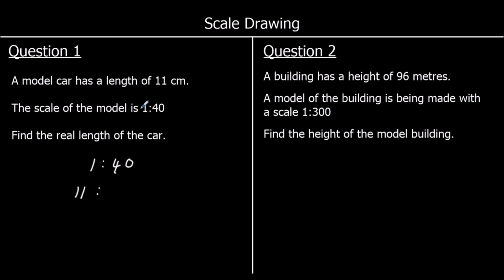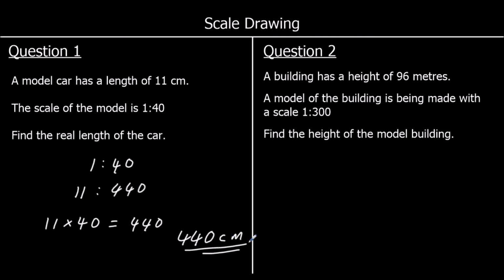For every 1 centimeter is 40 centimeters in real life. We've got 11 centimeters. So it's going to be 11 lots of 40. 10 40s are 400 plus another 40. That's 440. So it's 440 centimeters long. 1 to 40 is the same as 11 to 440. Question 2. A building has a height of 96 meters. A model of the building is being made with a scale of 1 to 300.